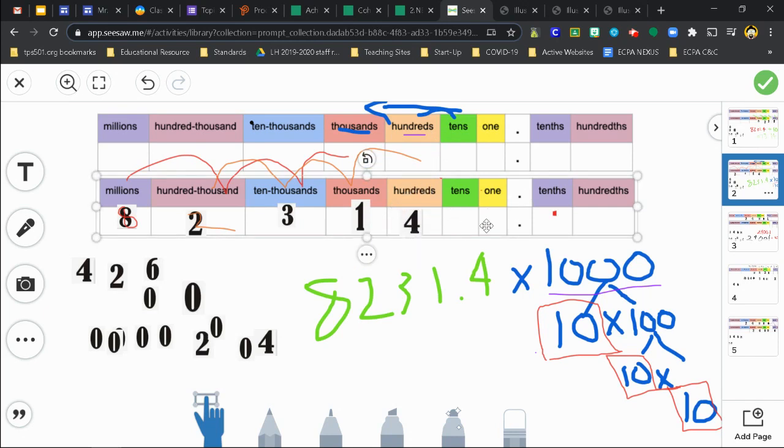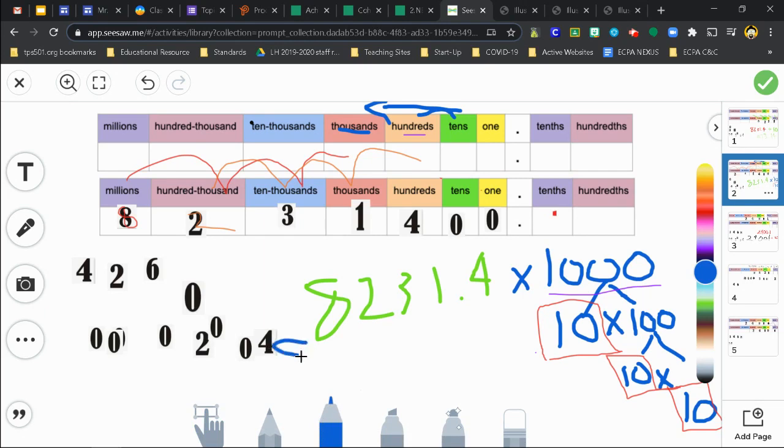Mr. Anderson, what about right here? There's nothing. There's nothing here. Well, let me tell you something. Do you know what nothing is in math? In math, when you're saying something is nothing, you're saying that bad boy is a zero. So throw some zeros in there. So we got a whole new number. So 8,231.4 times 1,000 is 8,231,400. What? That's crazy.